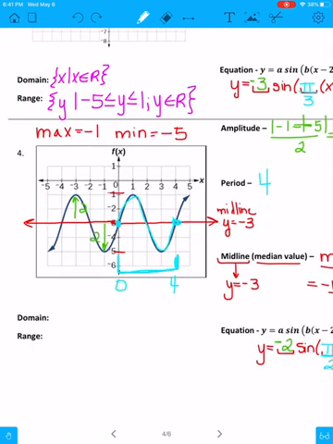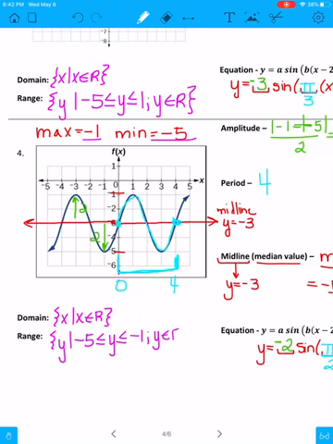My next graph, my domain is x such that x is an element of the reals. My range is y such that my minimum, which is -5, I have a y value that's in between them, between -5 and my maximum, which is -1, YER. So min to max, slanted L's in between with the y. And like I said, you shouldn't be getting these wrong because you can look at it in your notes.